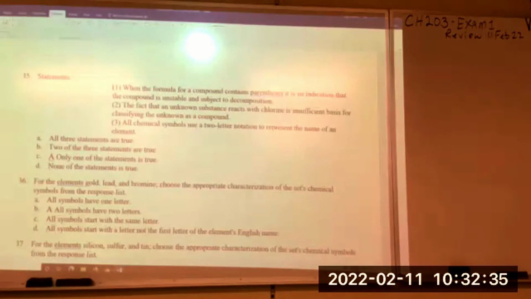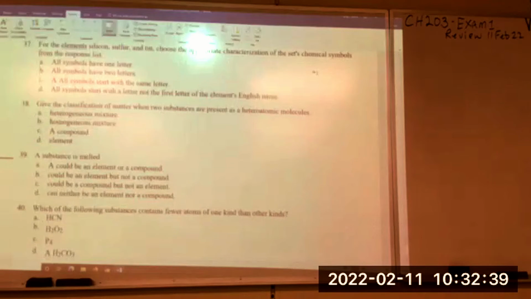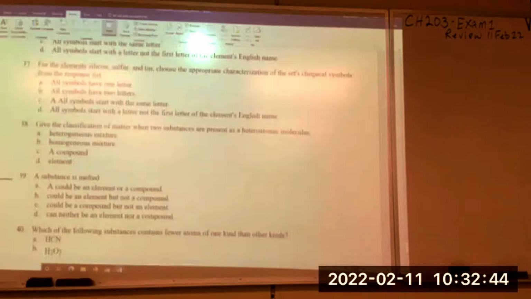Let's see here. See how far we have to go. Oh, that's it for this one. I'm not going to do 37. Silicon, sulfur, and tin all start with S.